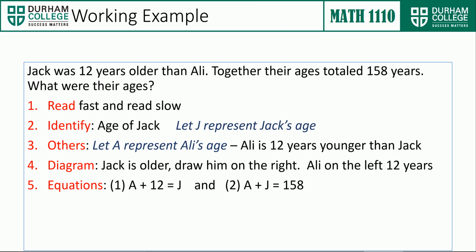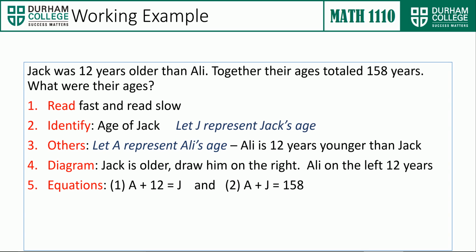So because Jack was 12 years older, to make them equal, you're trying to write an equation, right? So you would want to add 12 years to Ali, to A, in order to make it the same as J. So this would be my first equation. I'm going to add 12 to A, and once I've done that, A is younger, I've added 12 to it, and now they are of the same age. So A plus 12 equals J. Okay, so I just found my first equation.